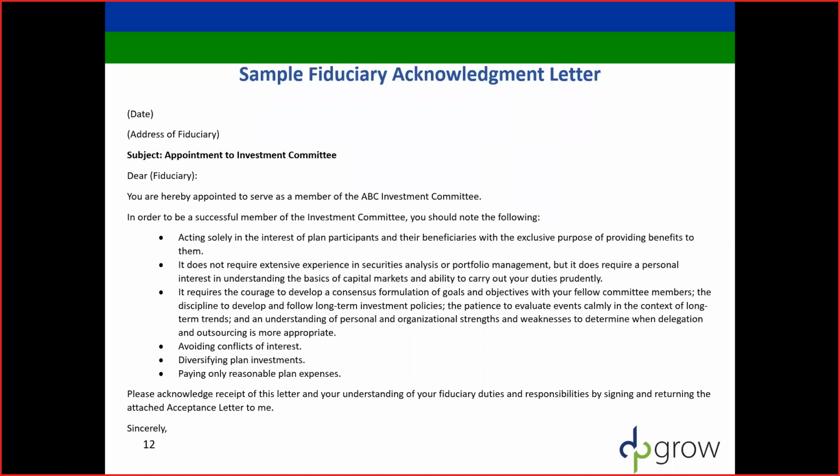Great. Here's an example of a fiduciary acknowledgement letter. This is again a great form to outline who we are appointing as a fiduciary for the committee, and a couple of neat bullets here. It does not require any extensive experience in securities or analysis. Sometimes people think they've got to be an investment expert or come from that side of the house, so to speak, to participate in one of these things, and it doesn't mean that at all. It really is to help develop that conscious formation of community between setting goals and objectives and working with the fellow committee members.